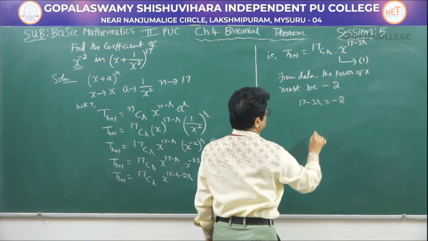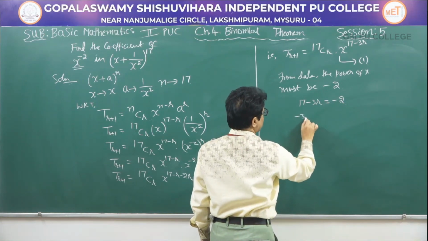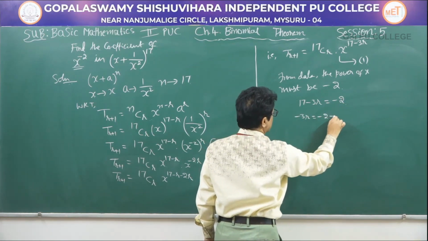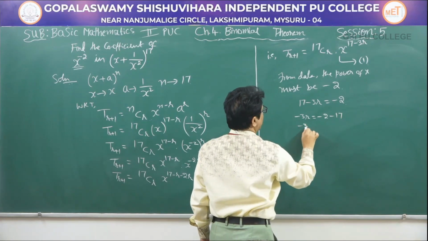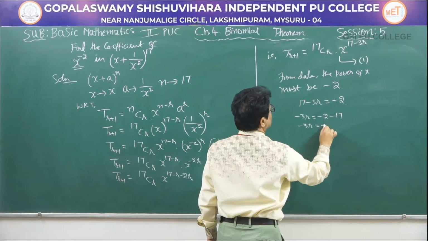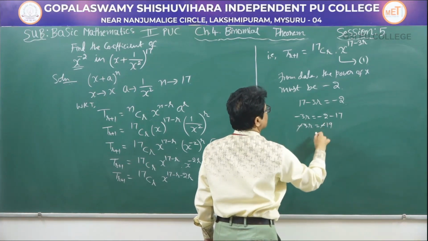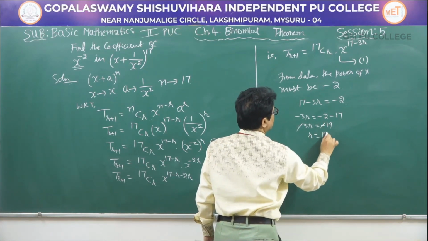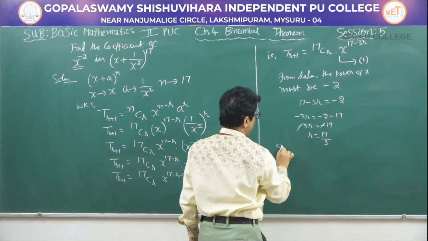Here the power of x is 17 minus 3r, that is 17 minus 3r should be equal to minus 2. So, minus 3r is equal to minus 2 minus 17, that is minus 3r is equal to minus 19. So, r will be equal to 19 by 3.